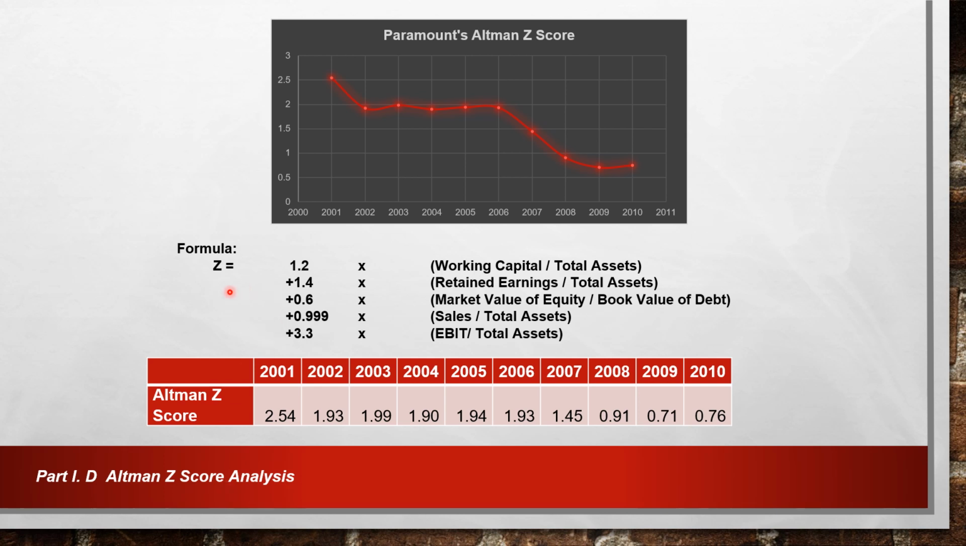So, what is the formula of the Altman Z-score? It is 1.2 times working capital divided by total assets plus 1.4. These are given constants. So we plug in the data. Paramount's financial strength is weakening. If we look here, it is almost approaching 0. If there are no drastic changes, it is headed to bankruptcy.